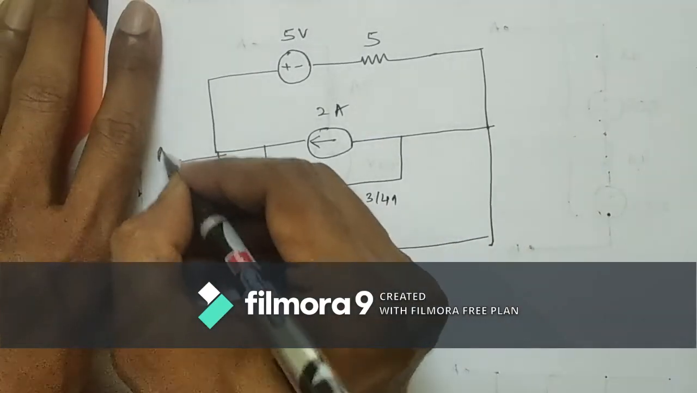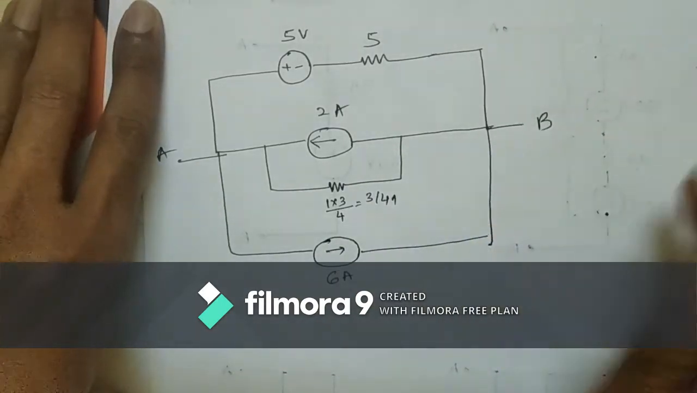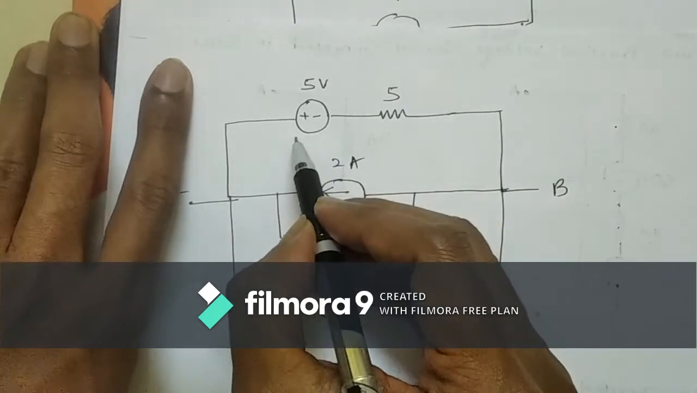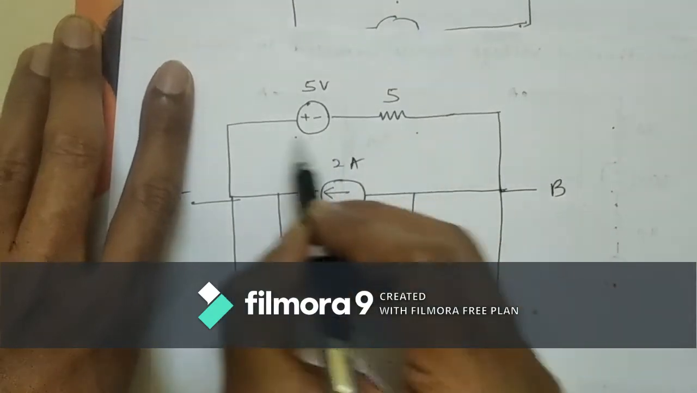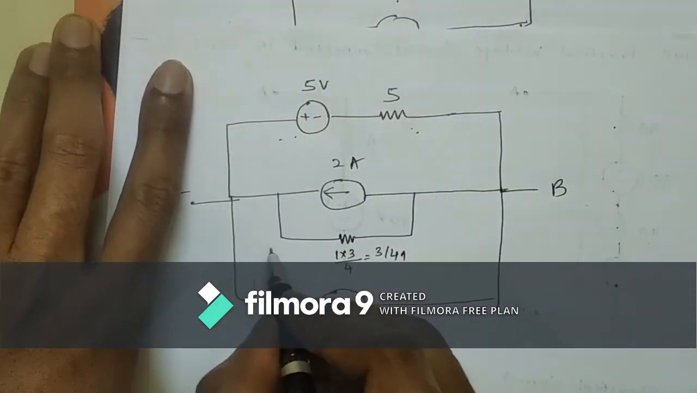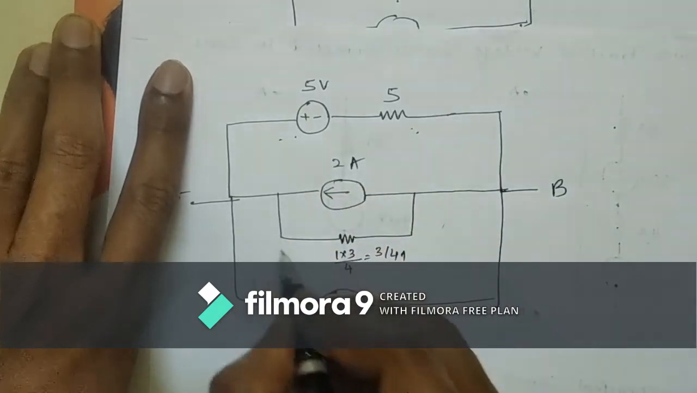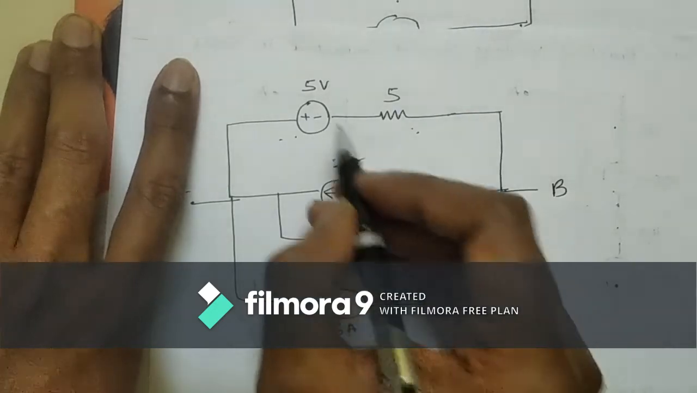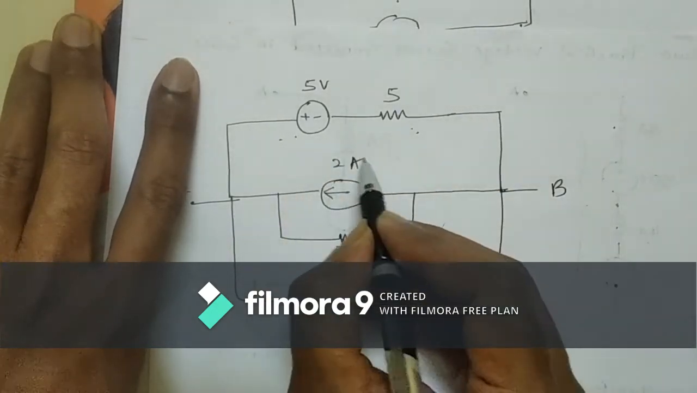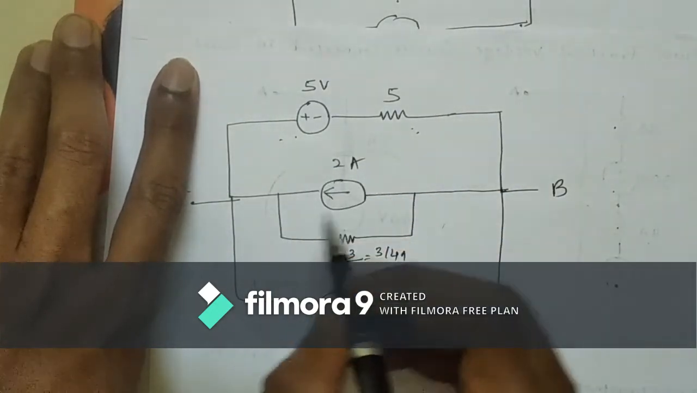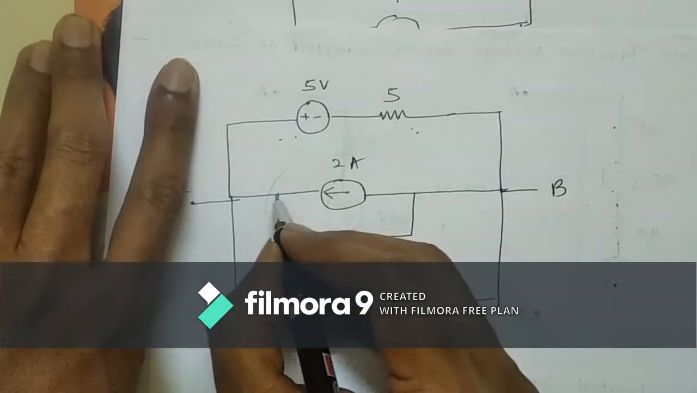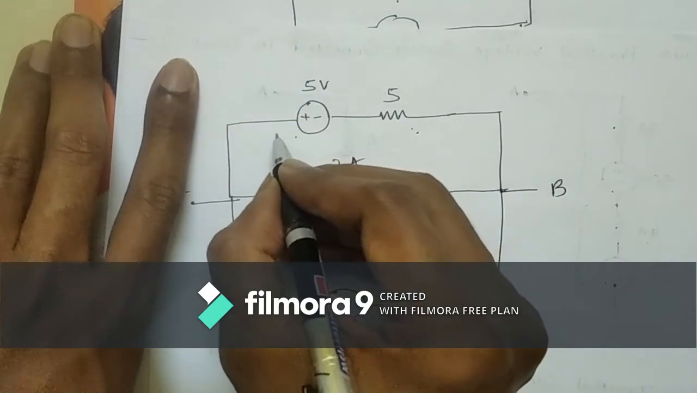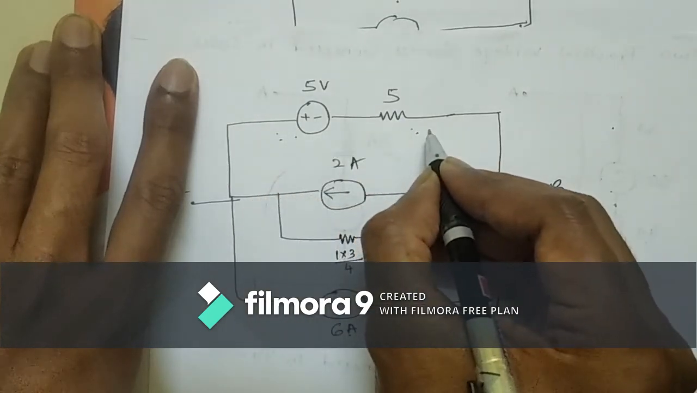Next, you have an important step. If you look at this reduced network, I have this practical voltage source, this is one practical current source, and this is an ideal current source. If I convert this practical current source into a practical voltage source, the resultant practical voltage source will be in parallel with this practical voltage source.